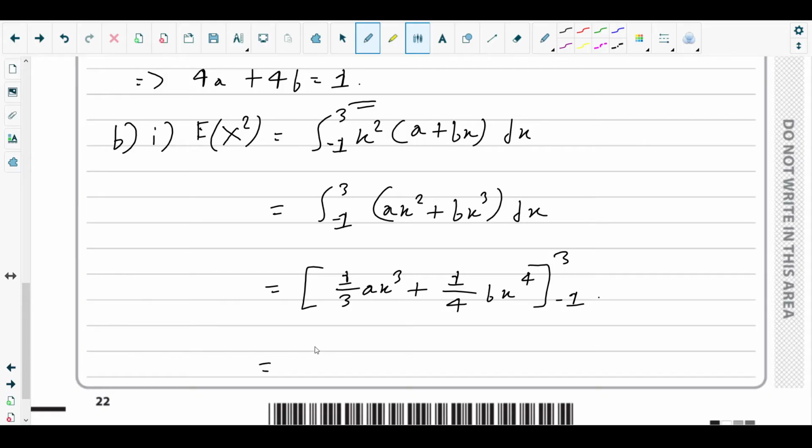So 3 cubed is 27, 27 over 3 is 9a, plus 3 to the power 4 is 81 over 4 b, plus 1 over 3 a, because minus minus becomes plus, and minus 1 over 4 b.